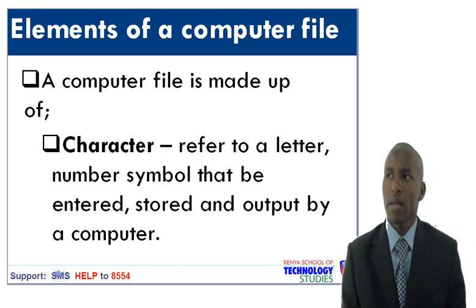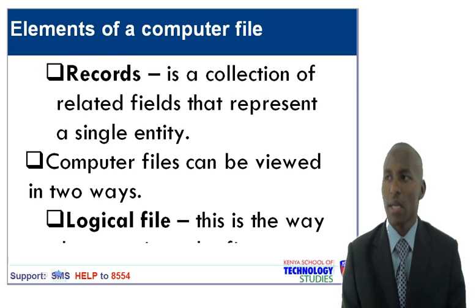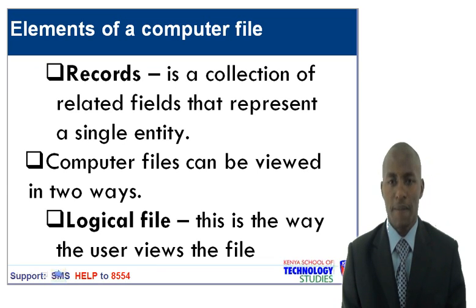Elements of a computer file. A computer file is made up of a character. This refers to a letter, number, or symbol that can be entered, stored, and output by a computer. The other one is a field. A field is a single character or a collection of characters that represents a single piece of data. A record is a collection of related fields that represent a single entity.